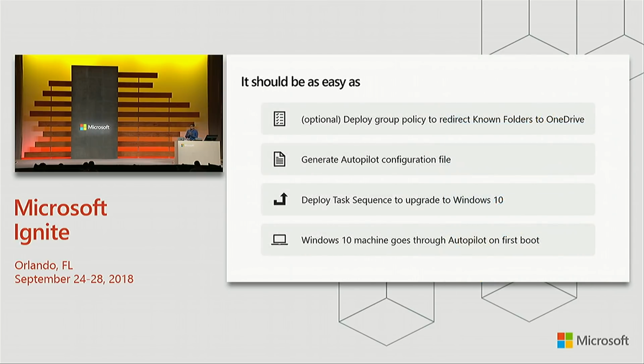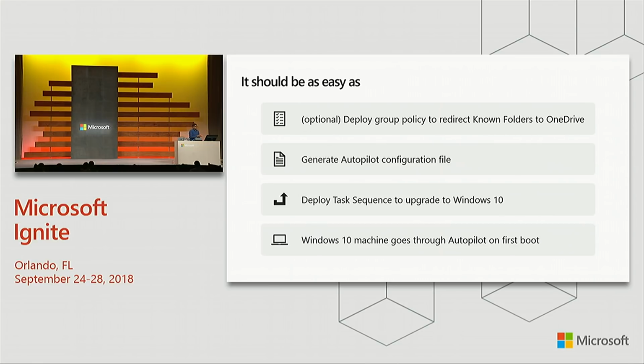And obviously, as with all of our other scenarios, it really should be as easy as 1, 2, 3. In this case, we have a step 0. I'll cheat a little bit. Optionally, you can also deploy a group policy first to redirect known folders to OneDrive. That'll help take care of your data problem.